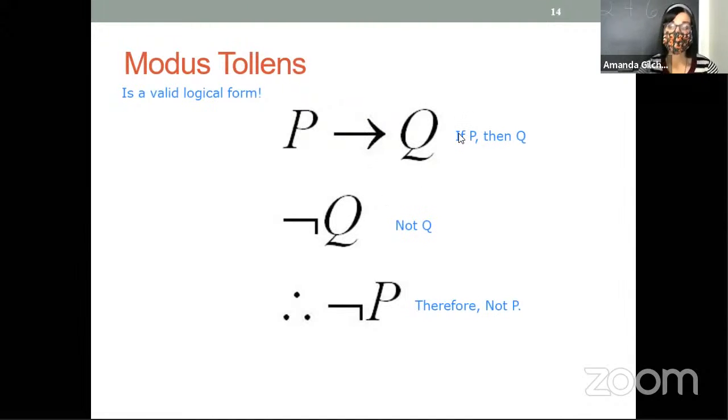So here's an example. So again, you can fill these in with anything and it is still technically a valid logical form. So if it is Christmas, then it must be December. It is not December, therefore it is not Christmas. And that kind of logically follows from the premises if we assume that they're true.